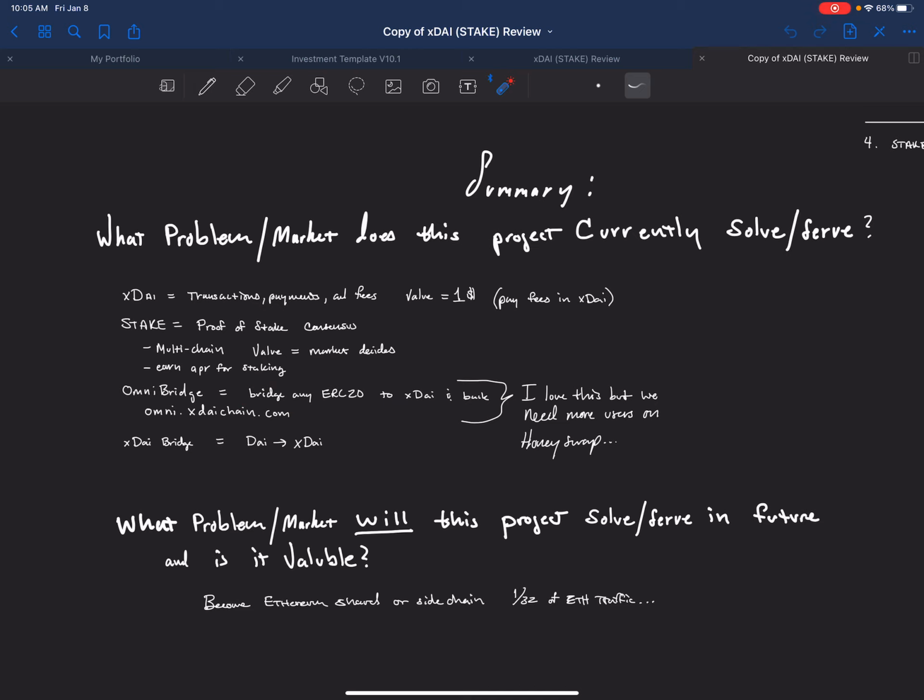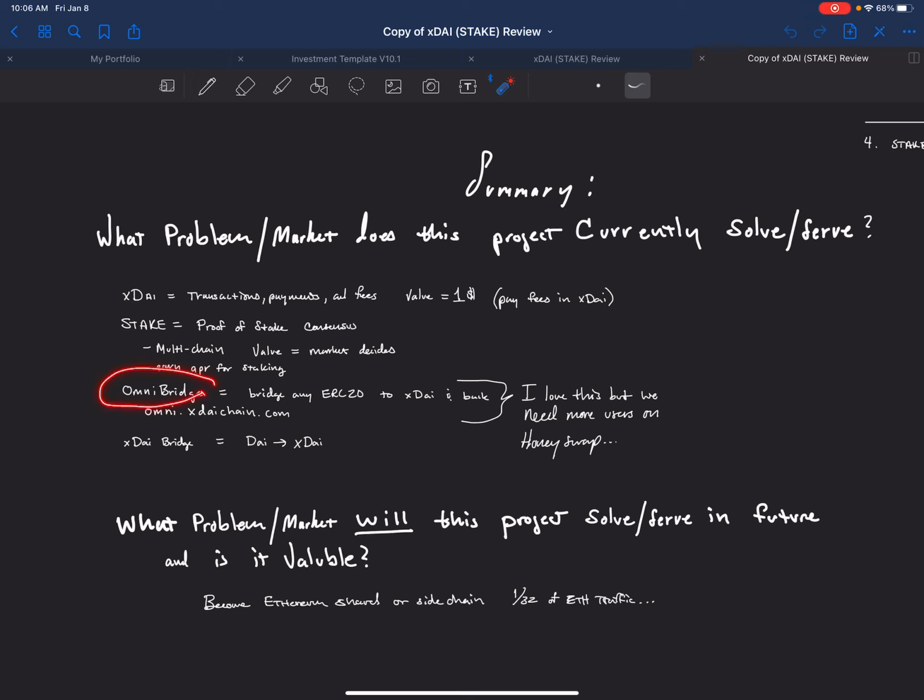And the xDAI bridge is basically where you move DAI, the MakerDAO stable coin. If you don't know about MakerDAO, I suggest you go look it up and learn about that. That is a dollar. It's a stable currency on Ethereum, and this xDAI is the dollar on xDAI, and it's used for all the fees on the xDAI system. So that's what the xDAI bridge does. It allows you to move your Ethereum DAI, your Ethereum dollars, to xDAI, so you can take care of these transactions, payments, and processes on xDAI.